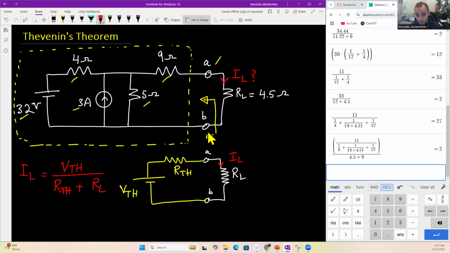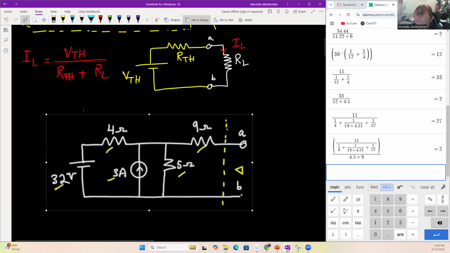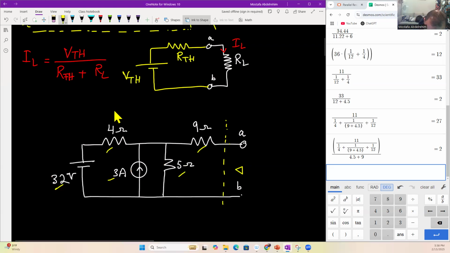First of all, you should redraw the circuit without the load, without the thing that is looking into the circuit. We are trying to simplify the circuit for RL, so we're gonna remove RL completely, because we don't want to simplify RL. We want to simplify the circuit that RL is connected to, which is the one in the dashed box here. So I'm gonna copy all of that. Number one, let's get RTH, R Thevenin.